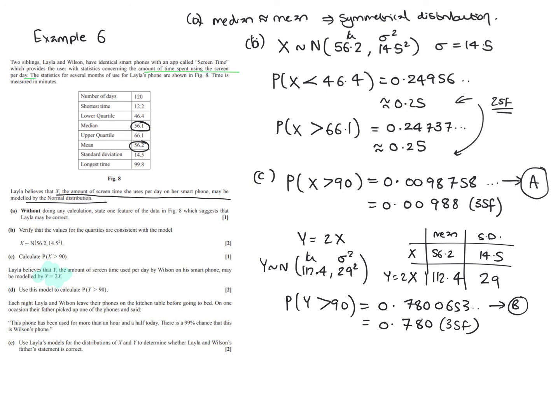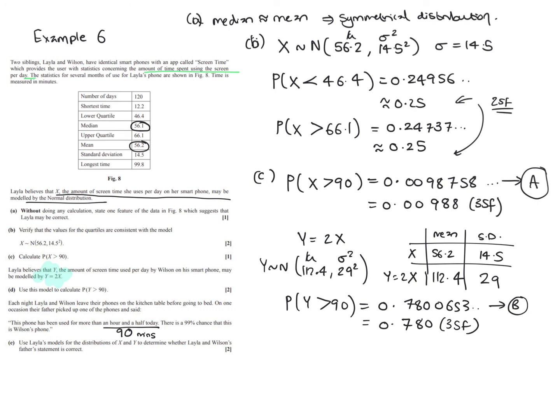Now, let's look at the last part of this question. Each night, Layla and Wilson leave their phones on the kitchen table before going to bed. On one occasion, their father picked up one of the phones and said, "This phone has been used for more than an hour and a half." Well, what's the significance of hour and a half? It's 90 minutes. "There is a 99% chance that this is Wilson's phone." Use Layla's models for the distributions of X and Y to determine whether Layla's father's statement is correct.